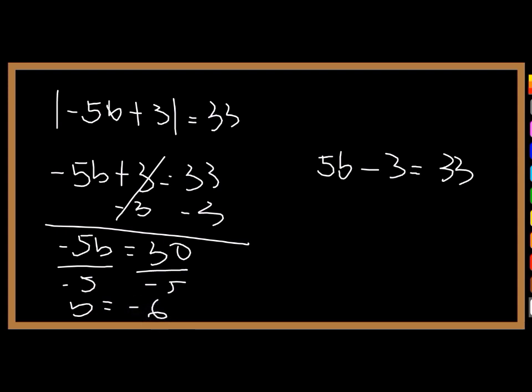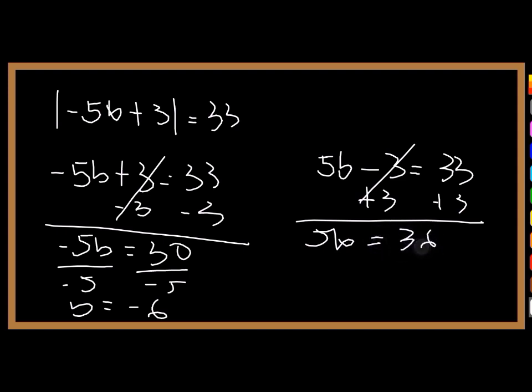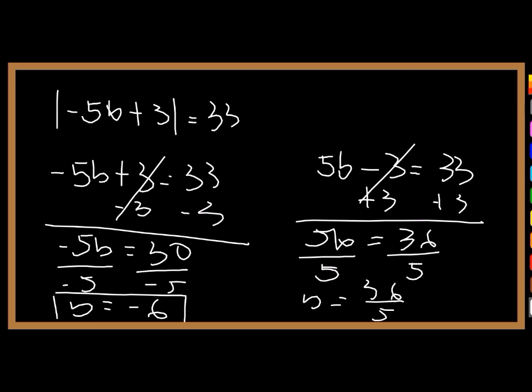So the other side, 5b minus 3 is equal to 33. By using the additive inverse, let's add 3 to both sides. So 5b is equal to 33 plus 3, which is 36. Let's divide both sides by 5. So our b is equal to 36 over 5. So our answer is negative 6 and 36 over 5.